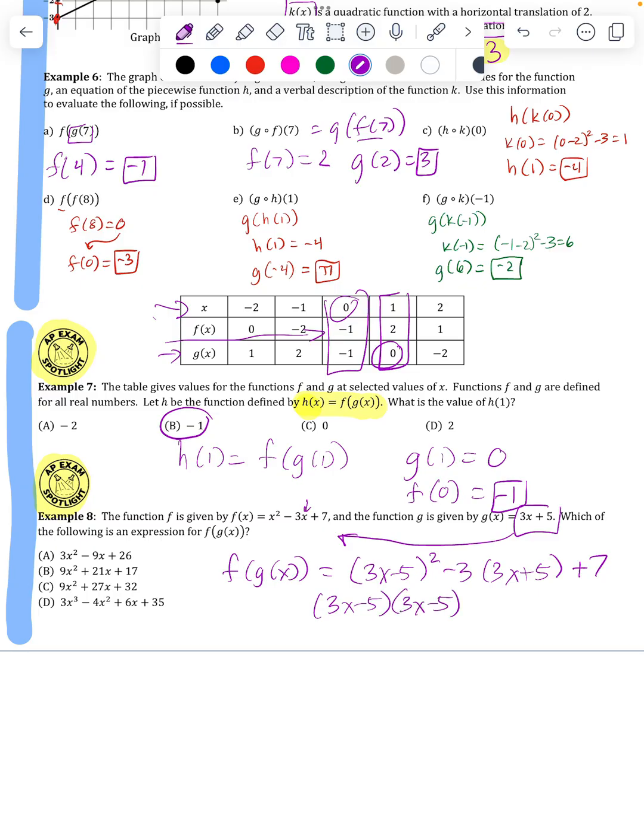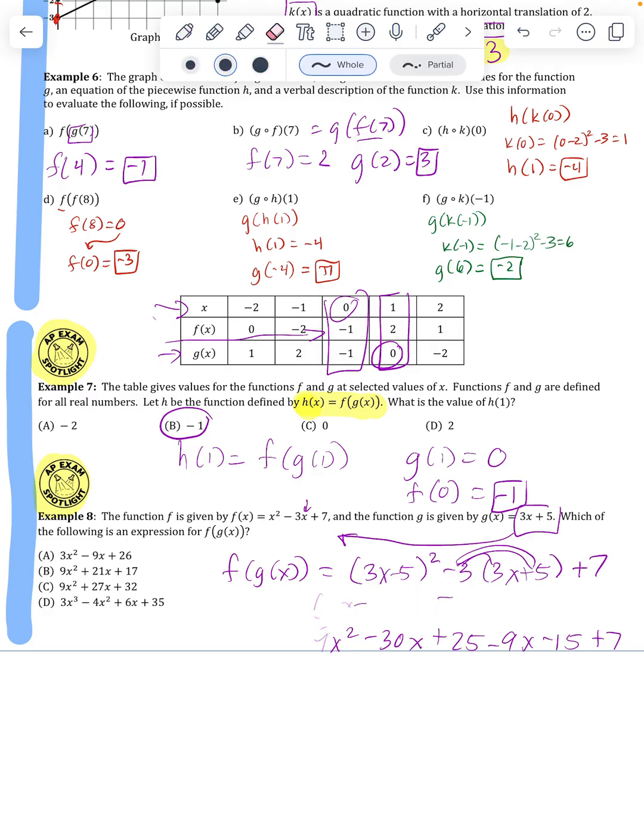I'm going to FOIL that and get 9x squared. Both the inside and the outside would be negative 15x, so together they'd be negative 30x. And then my last two terms, that'll be a positive 25. Here I need to distribute, so I'll have negative 9x. Here I'll have negative 15, and then a plus 7. Shoot, I'm sad. I copied wrong. I here have my 3x plus 5, but here I left it as a negative.